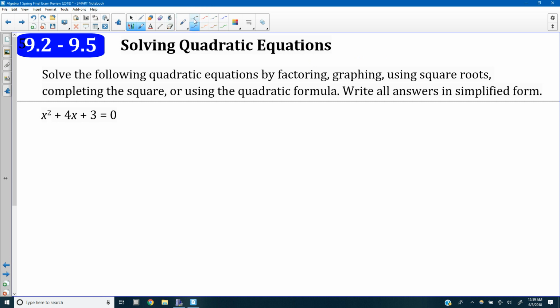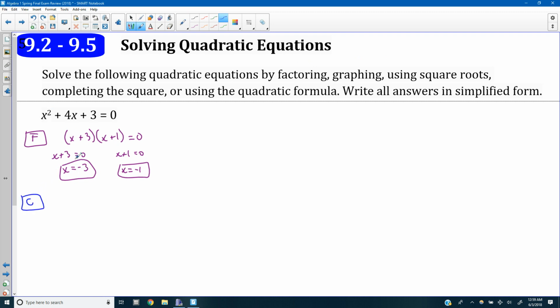Let's start with factoring, with the letter F, factoring. Okay, what two numbers multiply to 3 and add to 4? 3 and 1. Zero product property allows us to say either x plus 3 equals 0, so x equals negative 3, or x plus 1 equals 0, so x equals negative 1. That's it. Let's try completing the square.